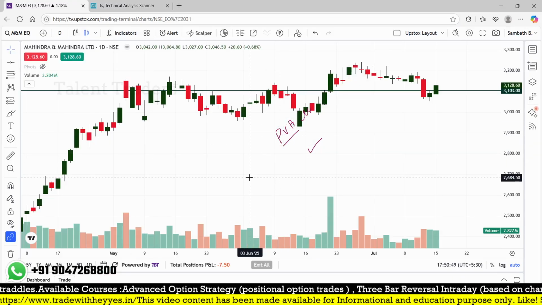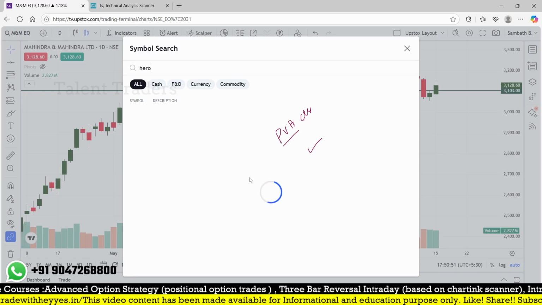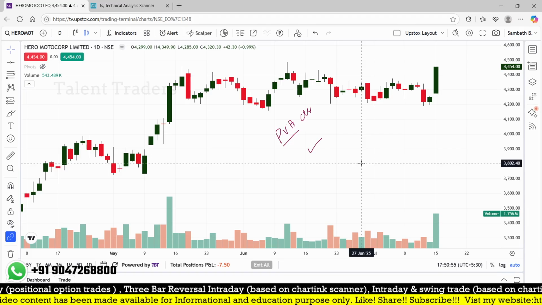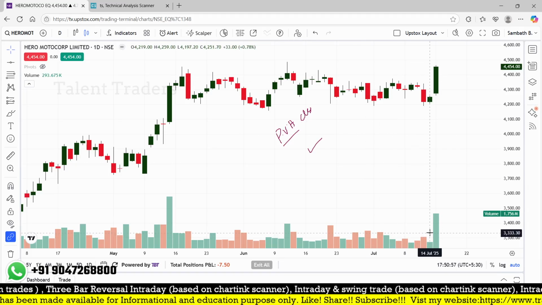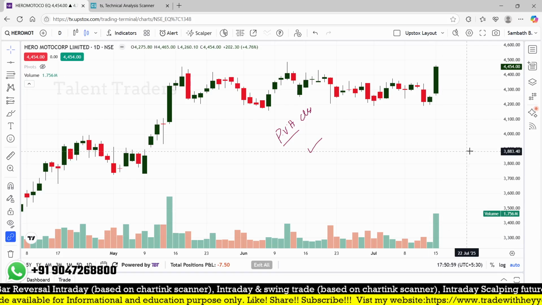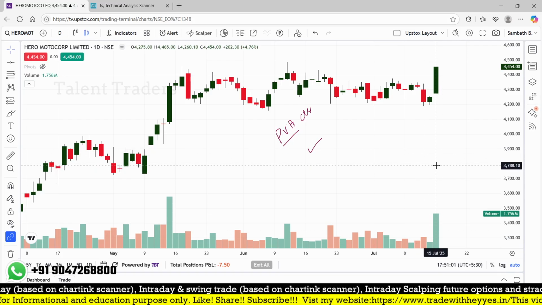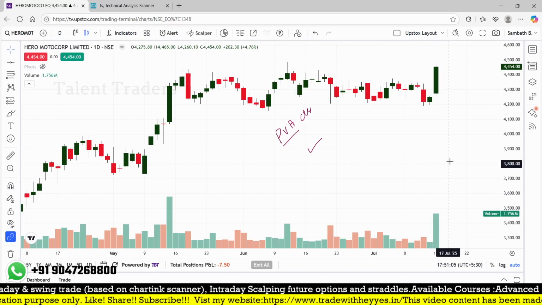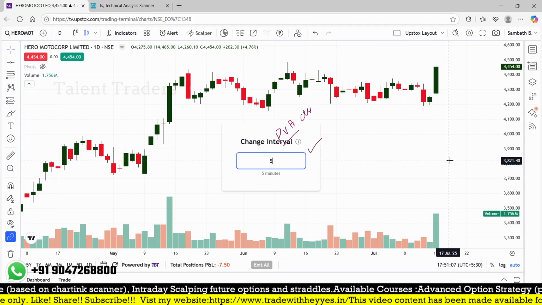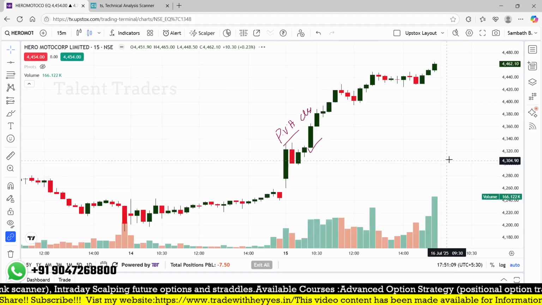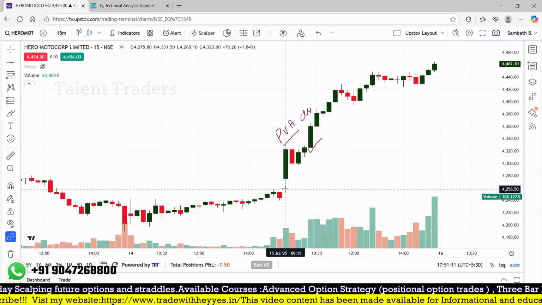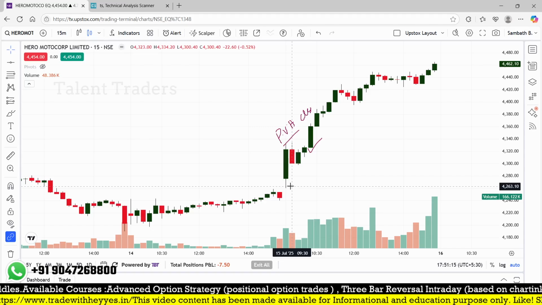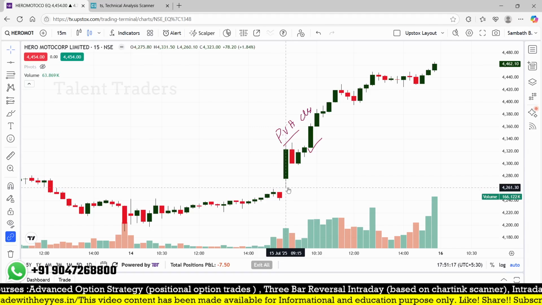If you look at Hero MotoCorp, yesterday's volume has been crossed today. Let me try with the daily time frame. Yesterday's volume is 293k, and today's volume is huge, almost 1.7 million. If I make it a 15 minutes time frame, let me look at this. The first candle volume is 63k, the second candle volume is 48k.